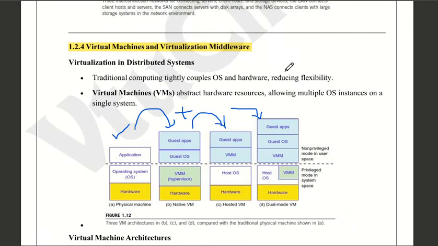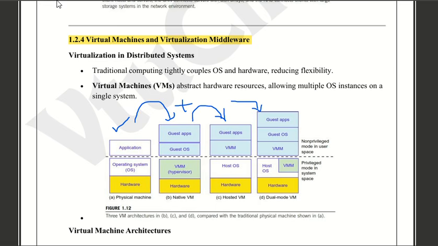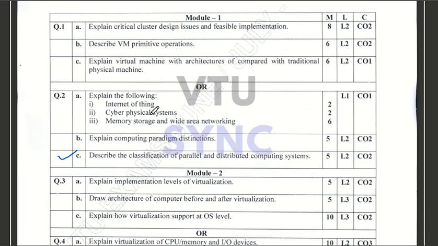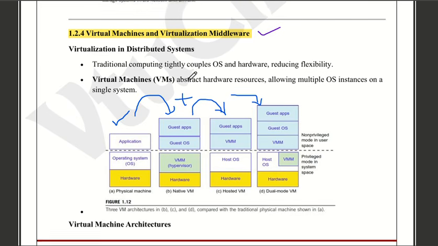The next topic is very important, guys, because this question was already asked in the previous year question paper. Let me show you that question paper. Here it is: explain the virtual machine architecture compared with the traditional physical machine. For this question, you need to draw this diagram.